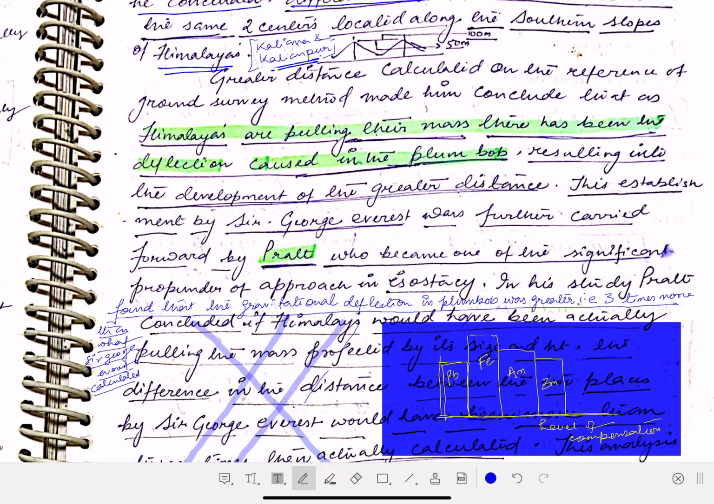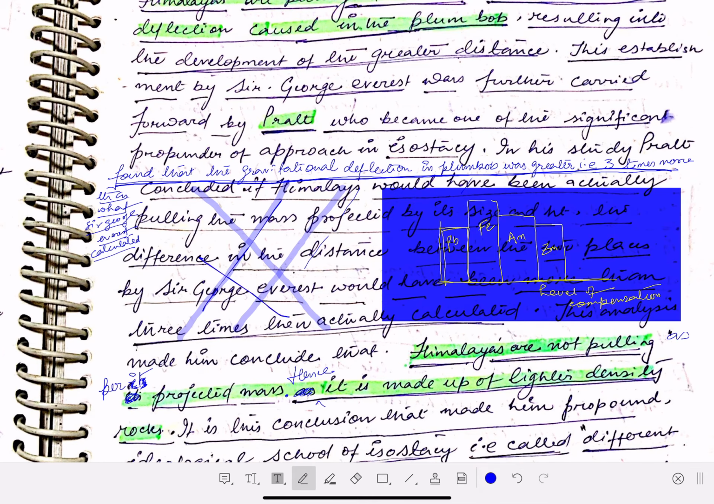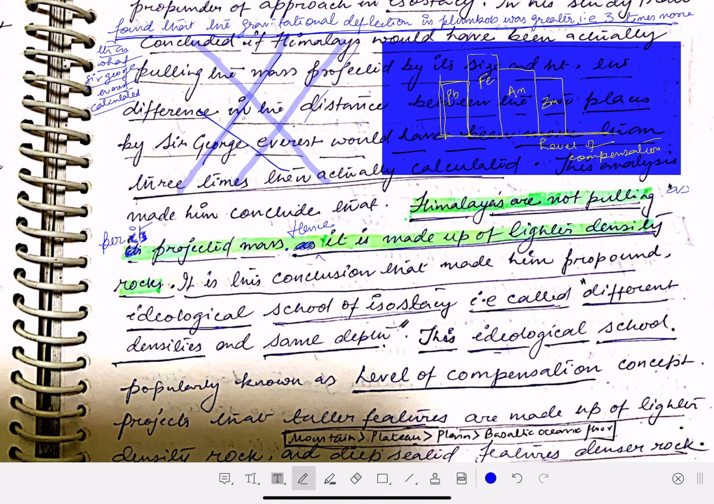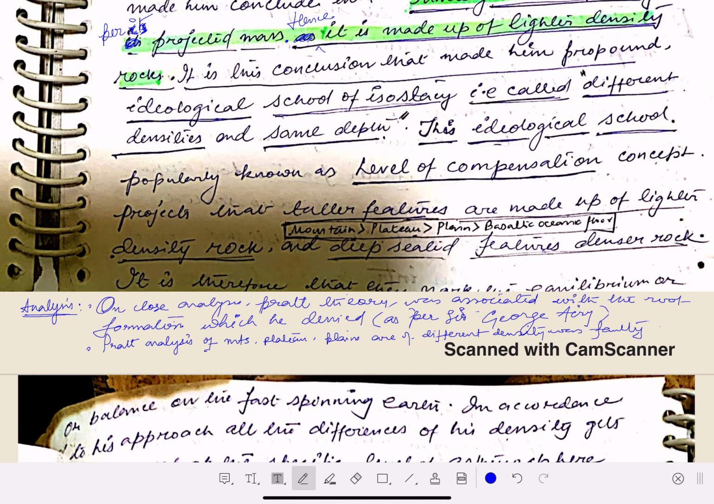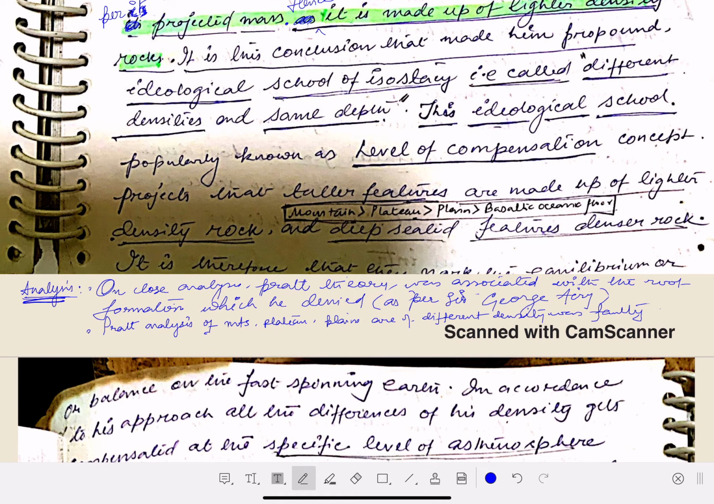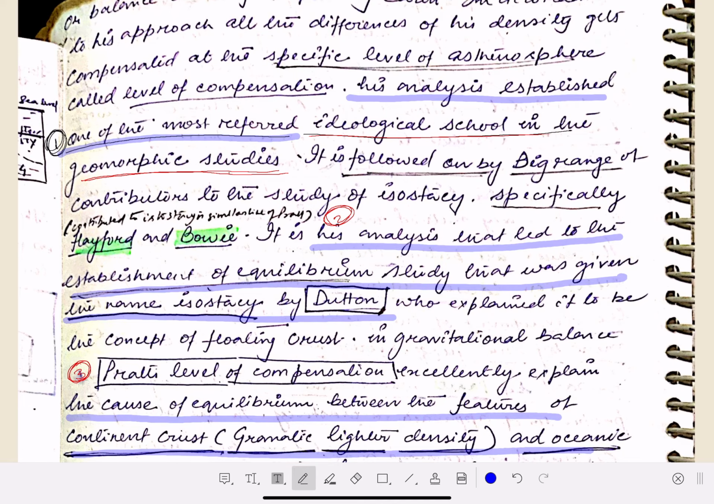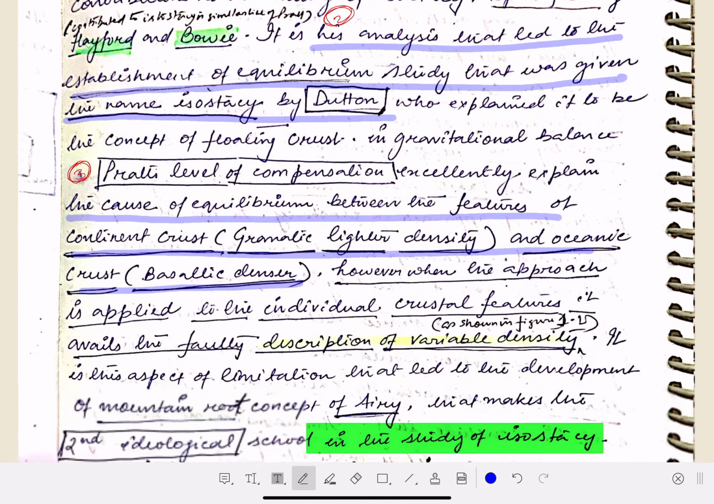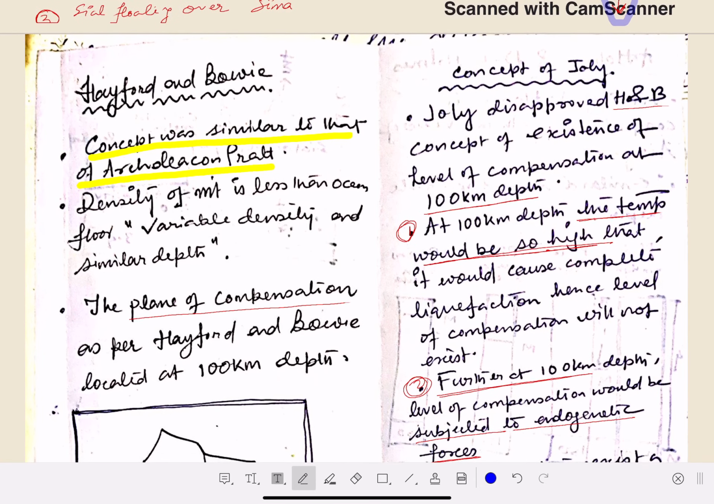Please read these notes and try to find out which things you face difficulty with. You can directly ask me. This I have cut down, and this is the diagram that I have drawn. This is with respect to Pratt, because after Sir George Everest, Pratt made the recommendation, and this is Pratt's analysis. Apart from Pratt, you move on to Airy. This is Airy's analysis. Next, Hayford and Bowie's analysis.